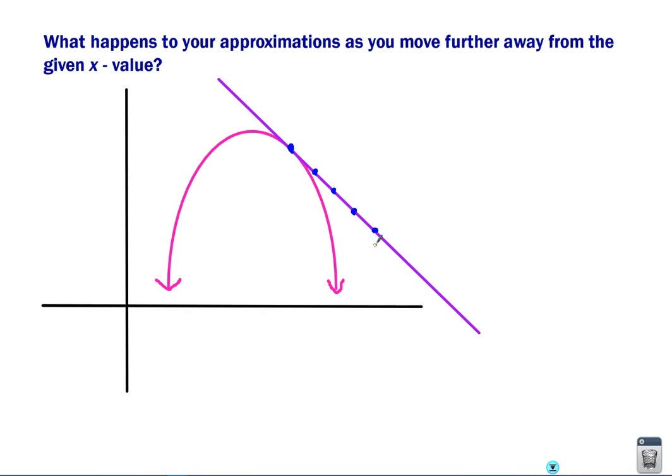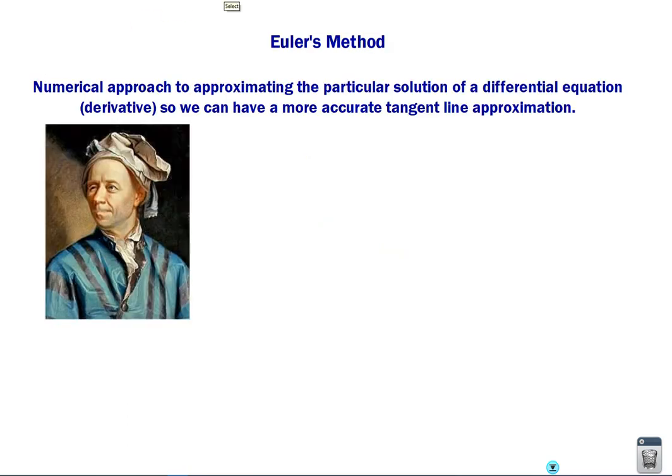So some guy named Euler decided, what if we do an approximation here, but then I recalculate my slope to where it's a little bit closer, and then I come up with a different line that might be a little bit closer. I'm going to show you his process in just a second. So this is the intro to what we call Euler's method.